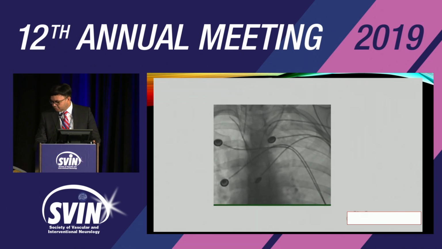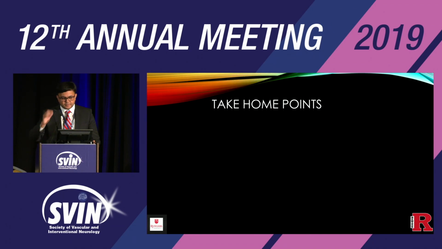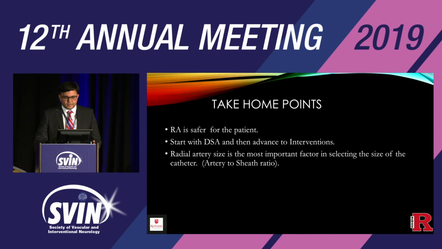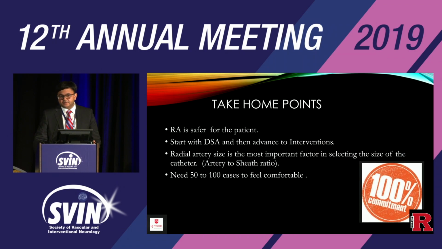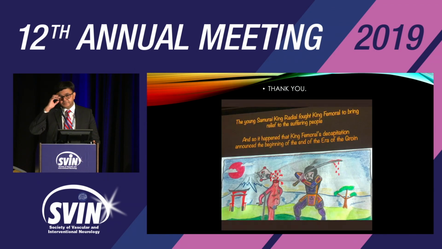And once it's there, so in summary, this is safer for the patient. You start with diagnostic, then advance to interventions. Size is the most important factor along with the anatomy. That's why we recommend ultrasound in every case. And then you have to be cognizant about your artery to sheath ratio. You need 50 to 100 cases to get comfortable. And then your commitment. You have to just commit that we have to do it. And then I leave you with this message. Thank you.